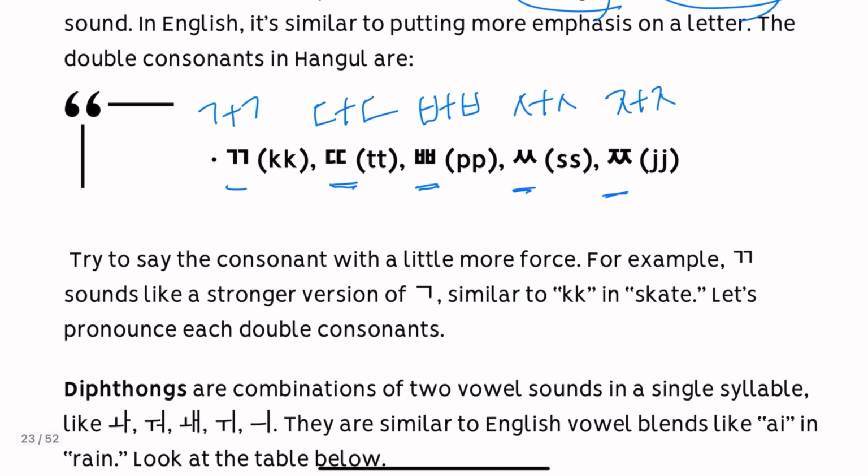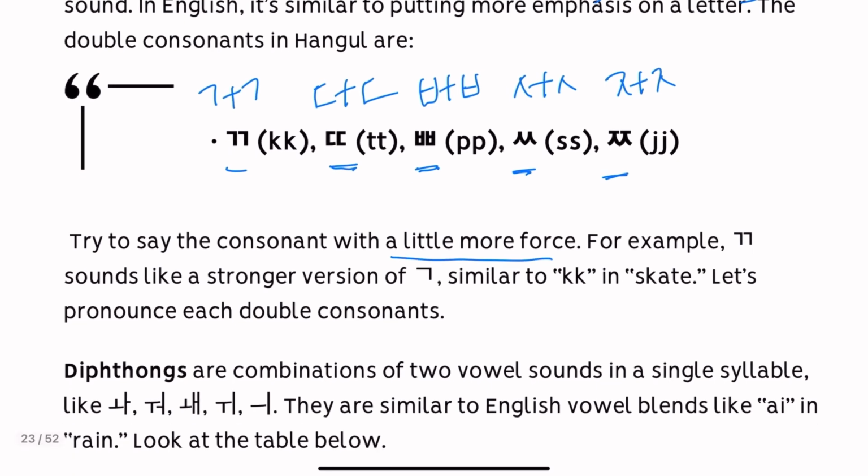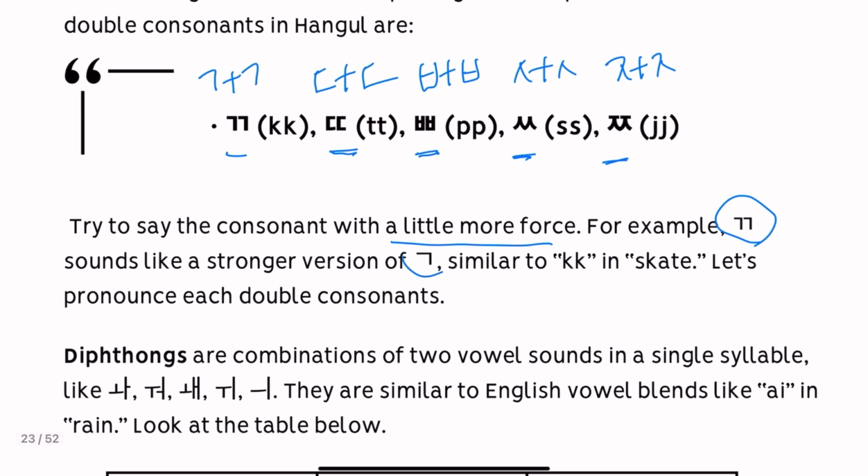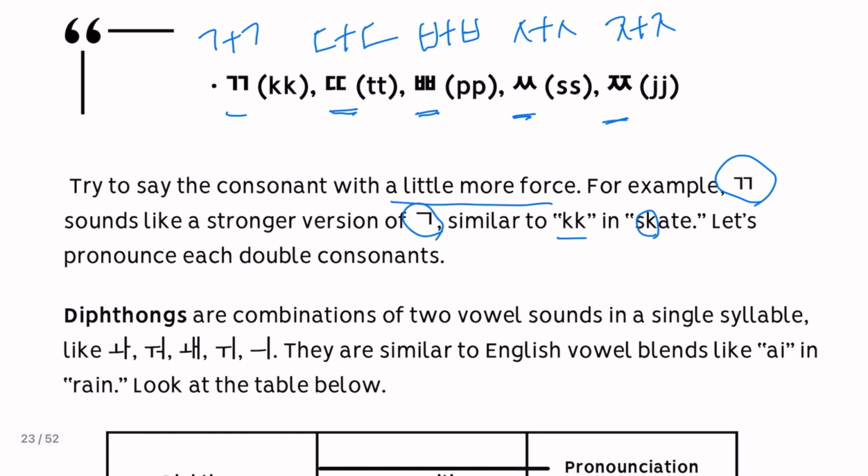So once again, hear the pronunciation. gg, dd, bb, ss. Try to say the consonants with a little more force. So for example, the gg sound is like a stronger version of the g in 기억, similar to the k in skate. So let's pronounce each double consonant.